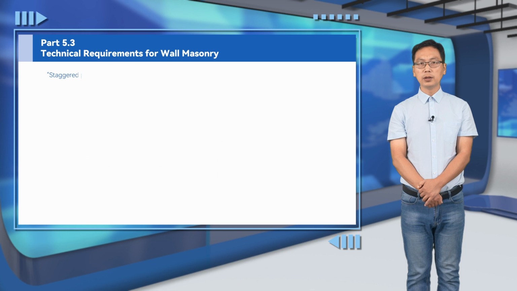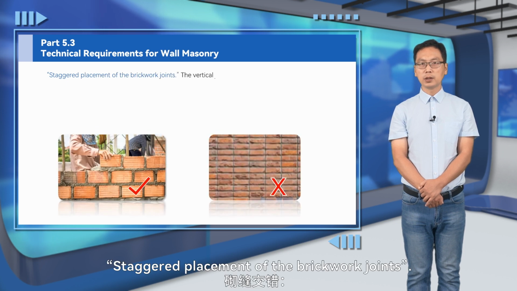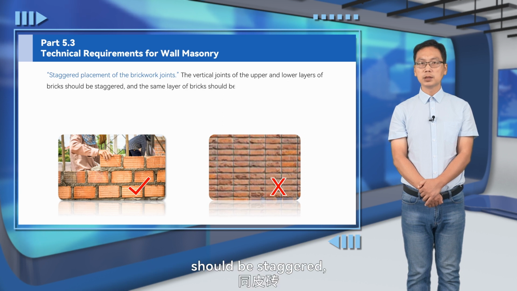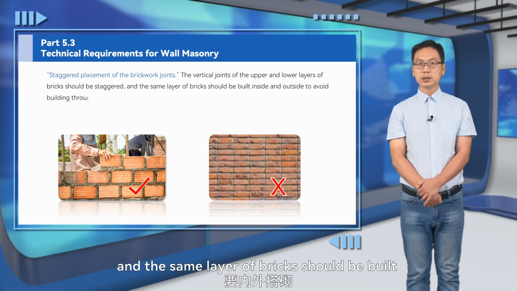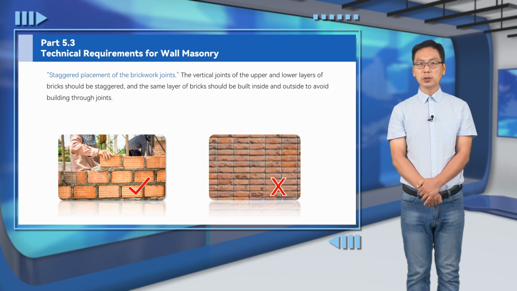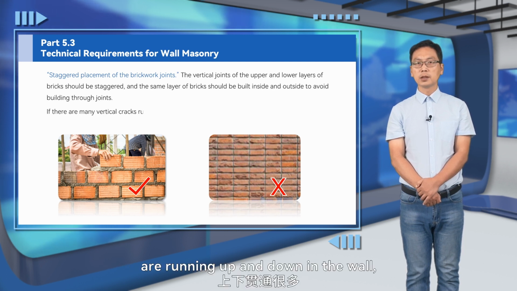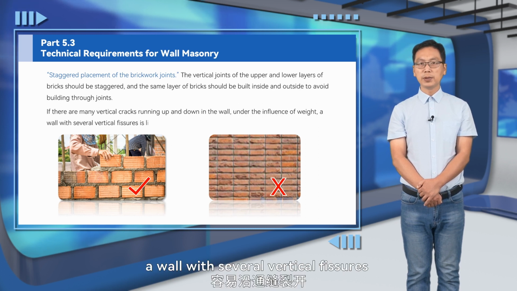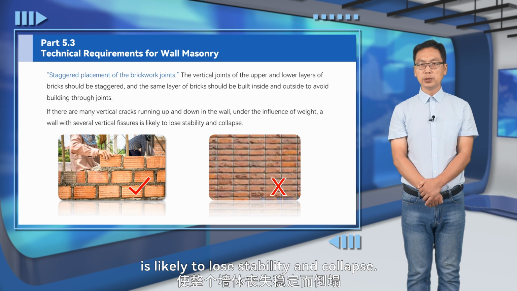The second point, staggered placement of the brickwork joints. The vertical joints of the upper and lower layers of bricks should be staggered, and the same layer of bricks should be built inside and outside to avoid building through joints. If many vertical cracks are running up and down in the wall, under the influence of weight, a wall with several vertical fissures is likely to lose stability and collapse.